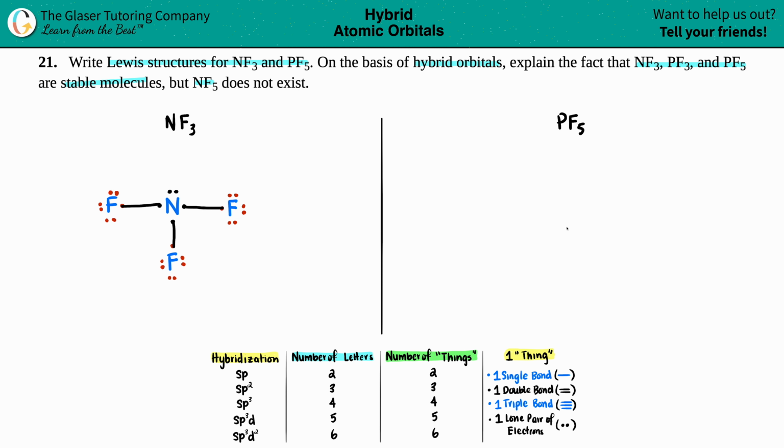Now, let's do the one for PF5. So in this case, you have phosphorus in the middle, surrounded by 5 fluorines. Phosphorus has 5 valence electrons, so 5 dots around the phosphorus, 1, 2, 3, 4, 5. And then each fluorine, once again, has 7, so 7 for that one, 7 for this one, 7 for this one.